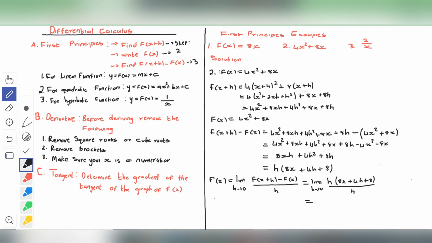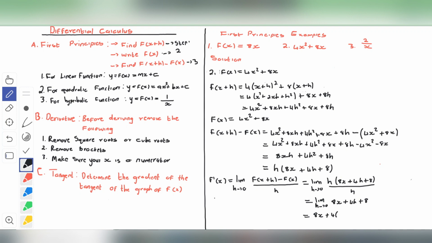Now I do believe you can see why I emphasize that you must be able to take out h as the common factor. You can see now that this h is going to cancel with this h, right? So now we can see that this h is going to cancel with this one and we'll be left with what? 8x plus 4h plus 8, right? So how do we remove the limit of h whereby it approaches 0? We are going to write 8x plus 4.